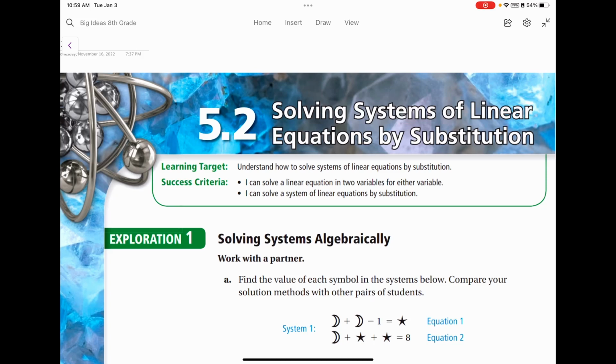So we're going to talk about 5.2, which is solving systems of linear equations by substitution. Now, substitution is something that you have actually seen us do in the past. A lot of times when we plug things in, like let's say we have an equation y equals 2x plus 3, and we want x to equal 4. Well, in this case, we take this 4 and substitute it in for x to find our y value.